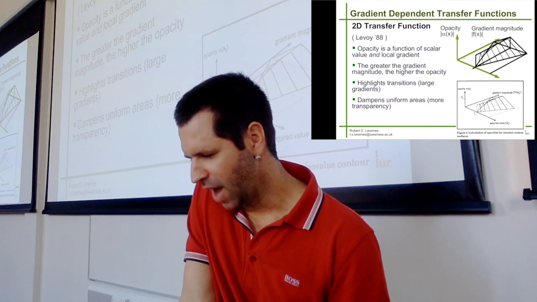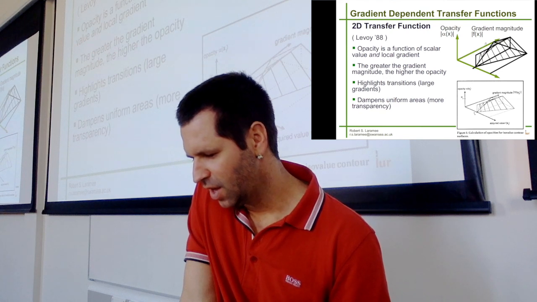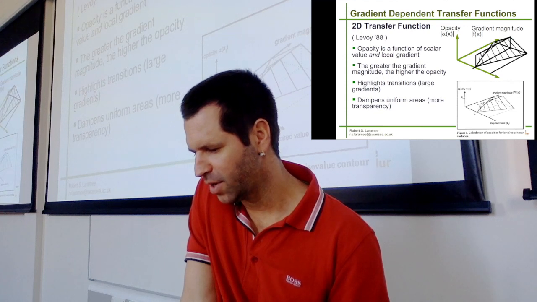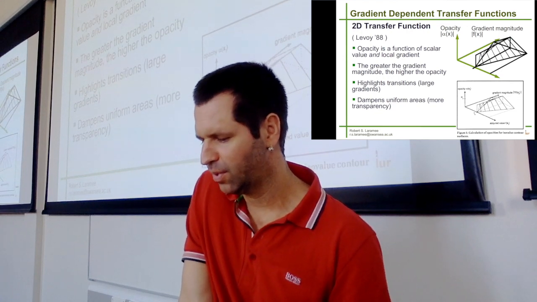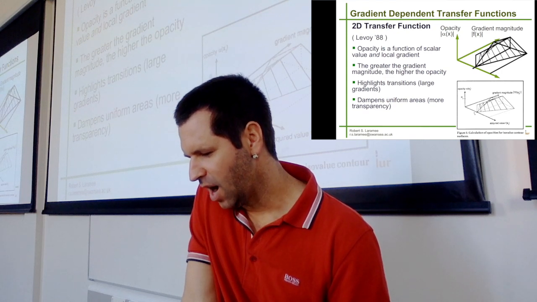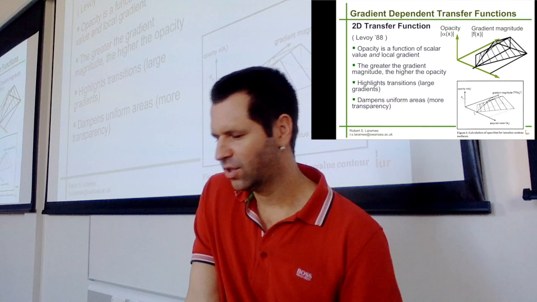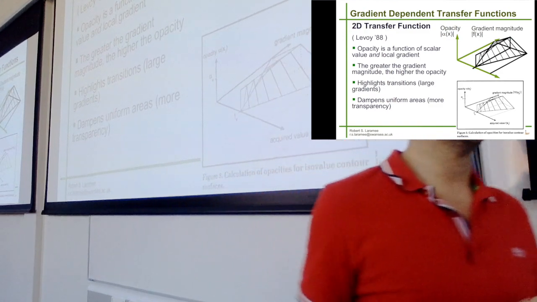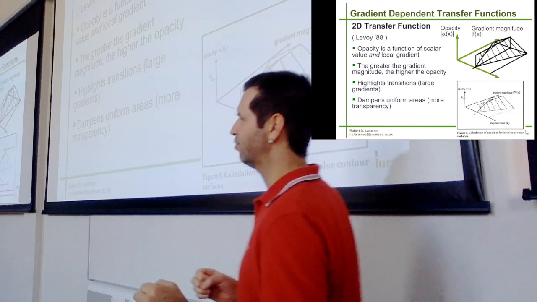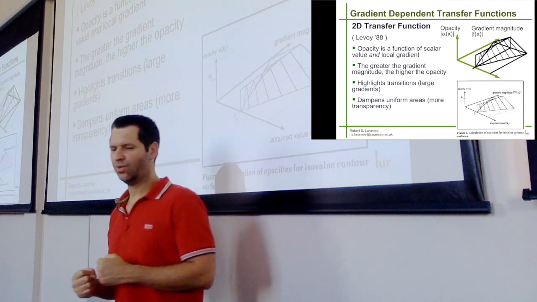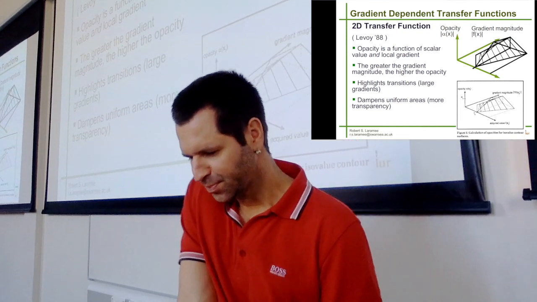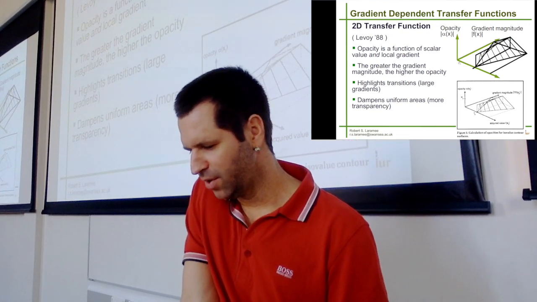As the gradient magnitude increases, the opacity increases. That's what this part of the pyramid is. So this is like a pyramid shape. And basically what it's trying to convey is that high gradient magnitudes are mapped to high opacity. So it's looking for areas of sharp transition, and those areas are mapped to high opacity. So the greater the gradient magnitude, the higher the opacity.